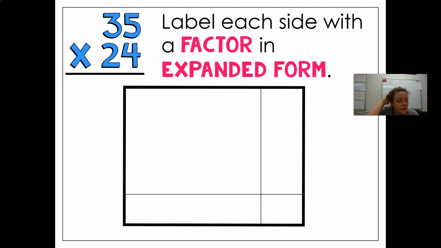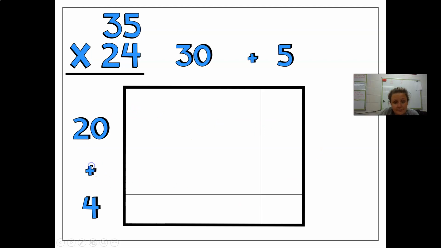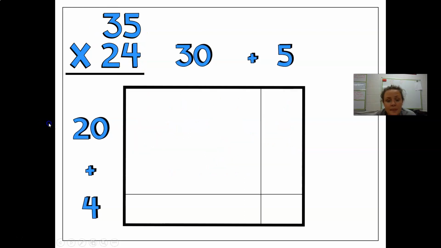Since there are two factors, we're going to split them into the tens and the ones, and so we're going to need 4 boxes. We've got our 30 plus 5 and our 20 plus 4. Now we multiply each of the parts to create partial products. Products are the answers to multiplication problems, and we're splitting this big problem into parts, which is where the partial comes from.